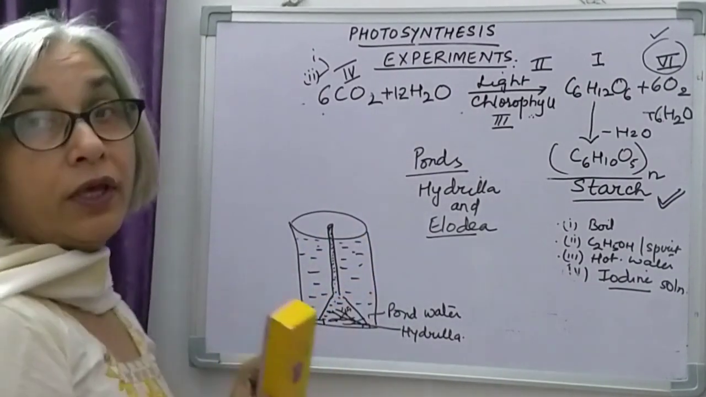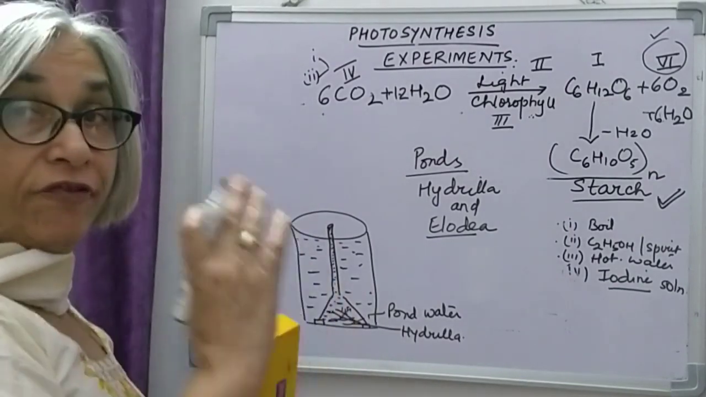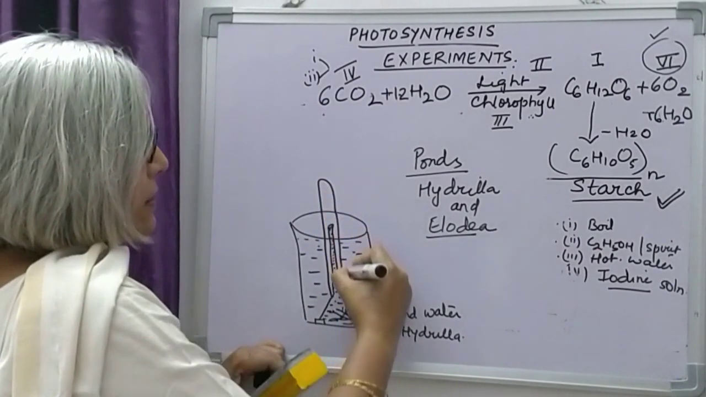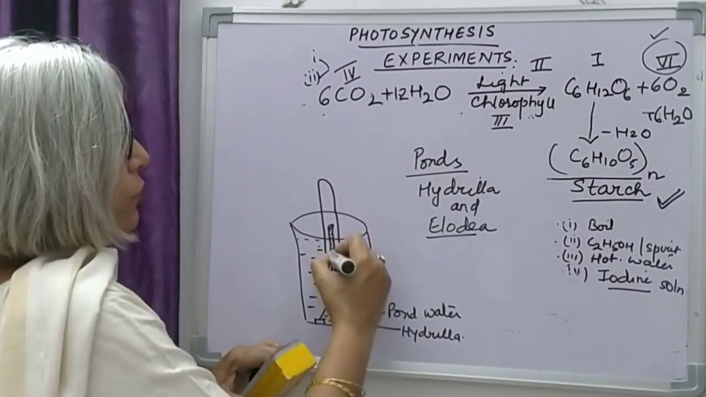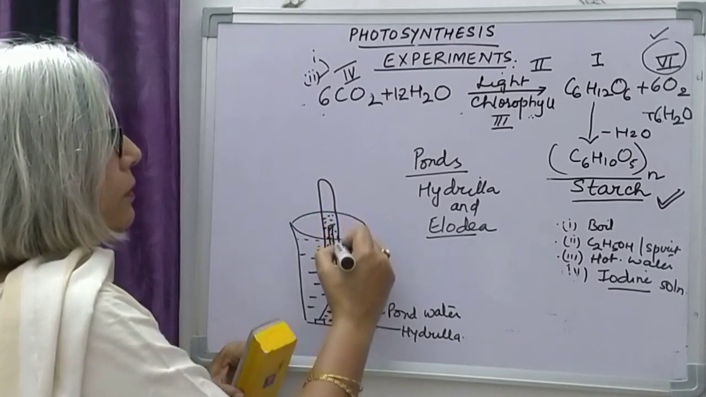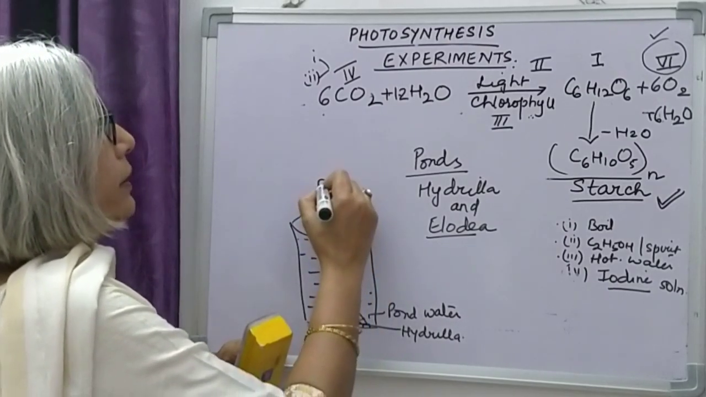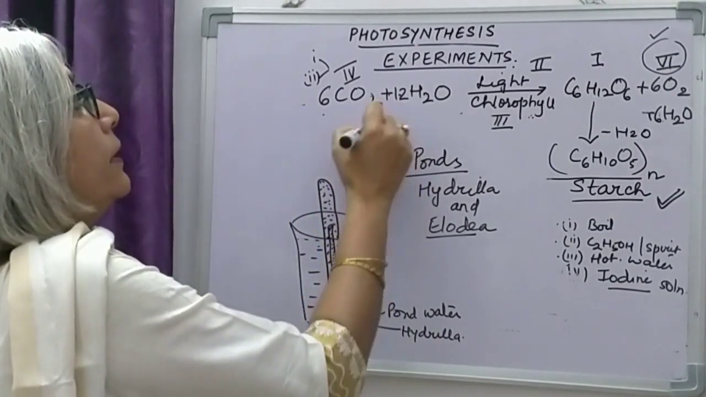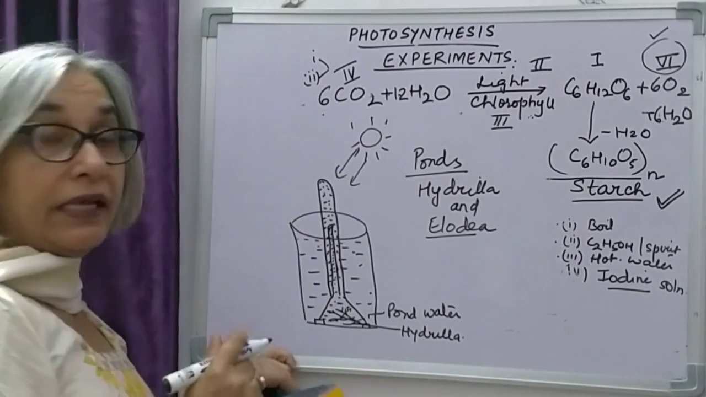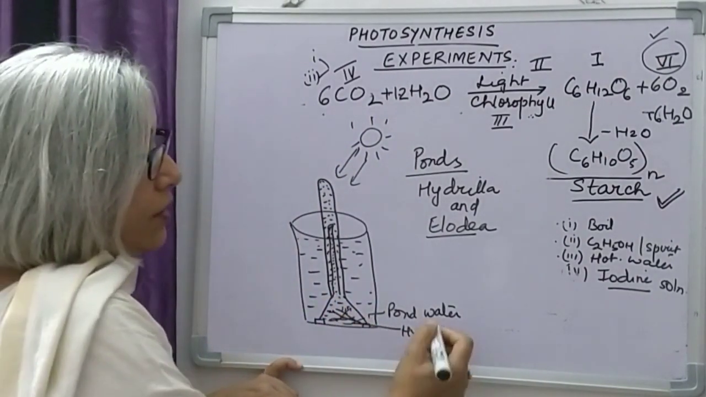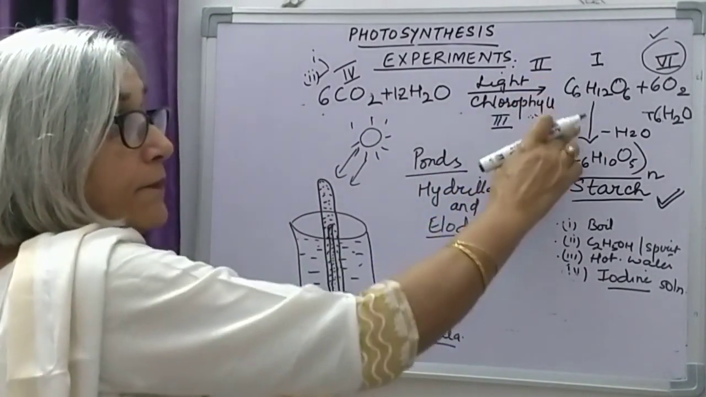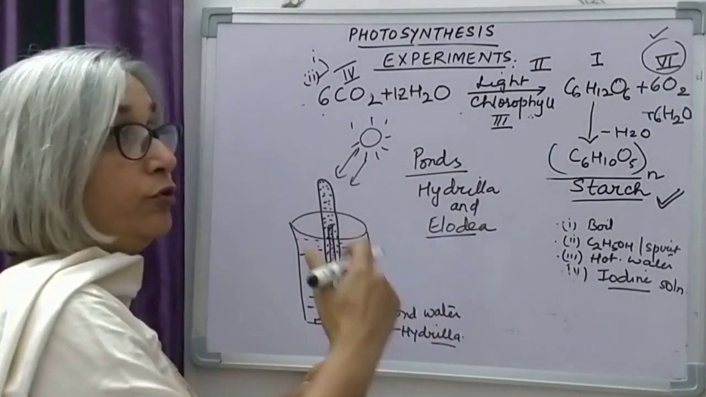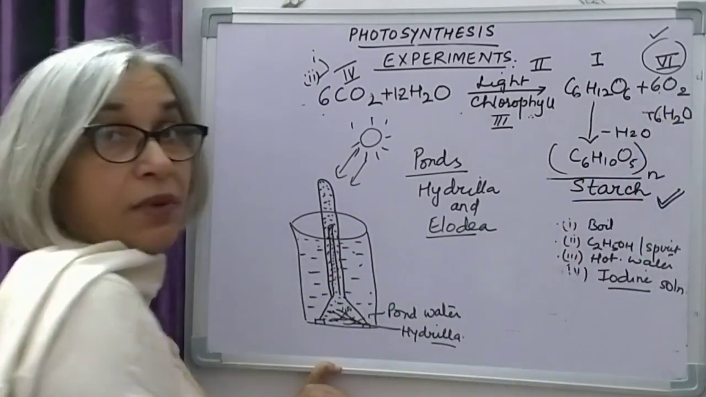There's water all around. Then we take a test tube, fill it with pond water and invert it over this funnel. This is also full with water. Water all over in the test tube, like this. Then keep this setup in sun. When it gets light, this green plant Hydrilla will start performing photosynthesis, and when photosynthesis is done or food is manufactured, oxygen comes as a byproduct.